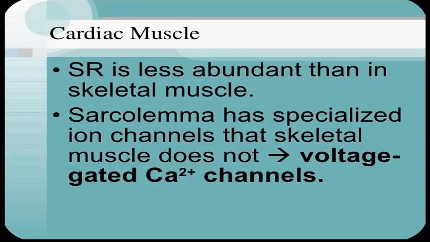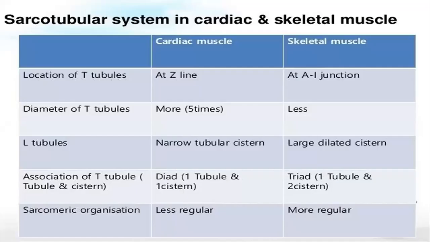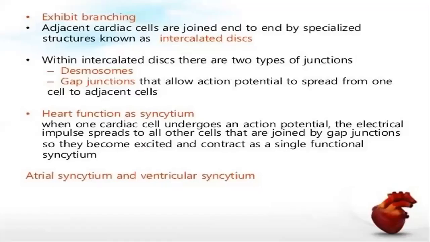The cardiac muscles also have fewer or less well-developed connections between the sarcoplasmic reticulum and the T-tubule as compared to the skeletal muscle. So here you can see the location of the T-tubule in the cardiac and the skeletal muscle. You can see one is at the Z line and another is at the A-I junction. The diameter in the cardiac muscle is much more, while in the skeletal muscle it is less. The T-tubules are narrow tubular cisterns, while there are large dilated cisterns in the skeletal muscle. Sarcomeric organization is less regular in cardiac muscle, while more regularly organized in the skeletal muscle.